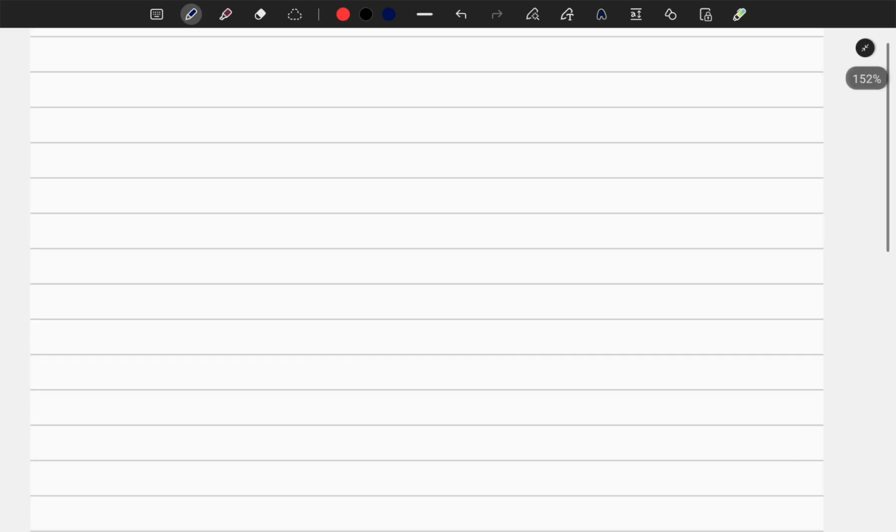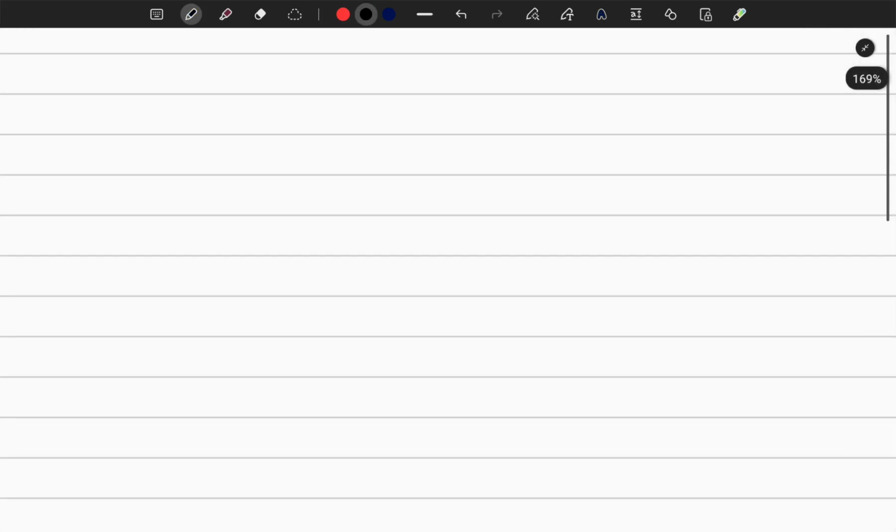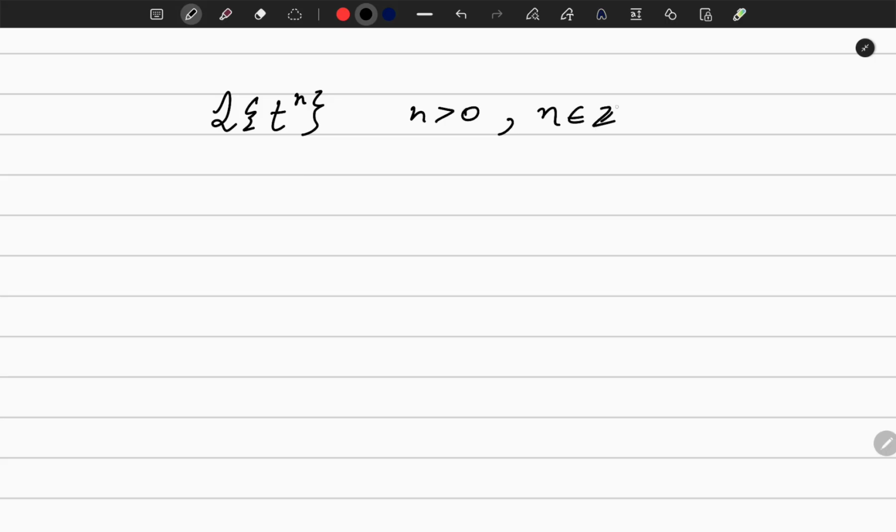In this video I'm going to prove the Laplace transformation of t to the n power. Here n is greater than 0 and n is an integer. Otherwise I can write this like this.